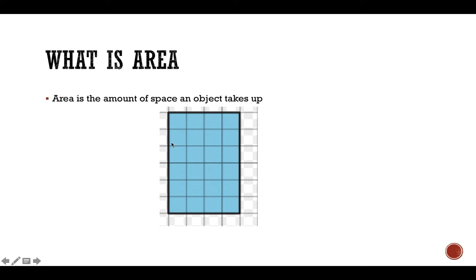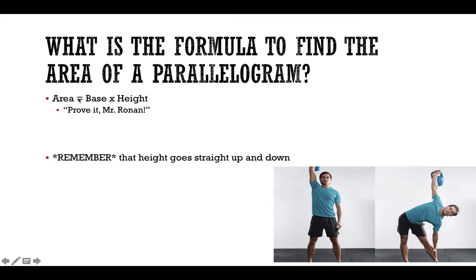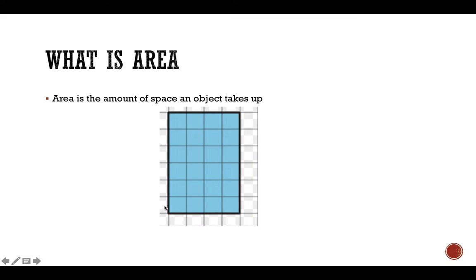There are 24 boxes shaded in, and I told you the formula to find the area of a parallelogram is base times height, right? Area equals base times height. So let's say 4 is our base. Right down here, I'm getting 4 because we have 1 box, 2 boxes, 3 boxes, 4 boxes. And our height goes straight up and down. Height is 6 boxes. 1, 2, 3, 4, 5, 6. So in order to find the area of the shape, we're going to multiply those two numbers because 4 is our base, 6 is our height. 4 times 6 equals 24.